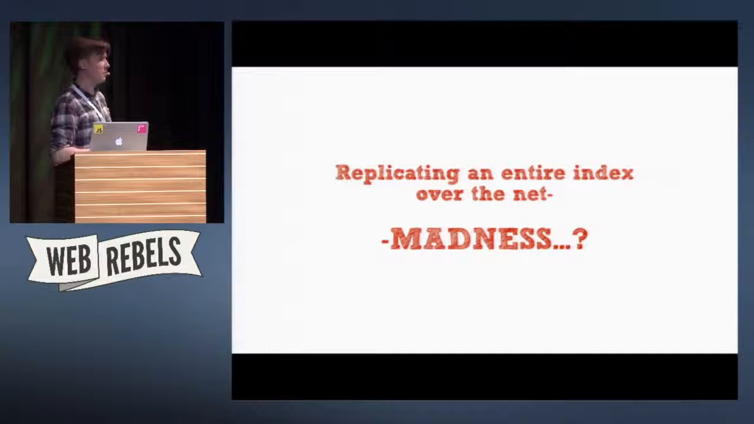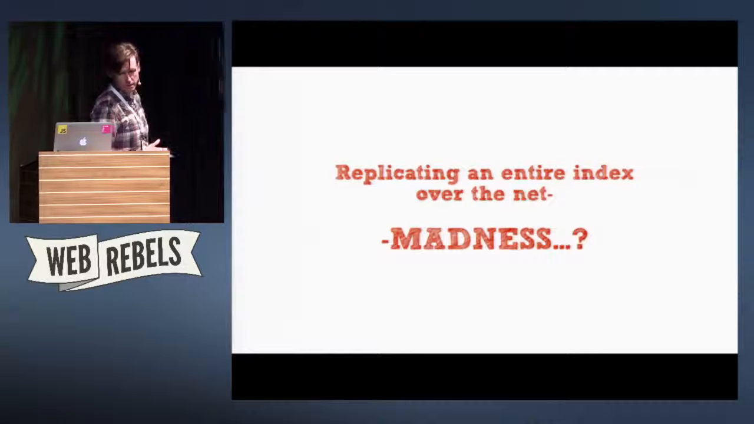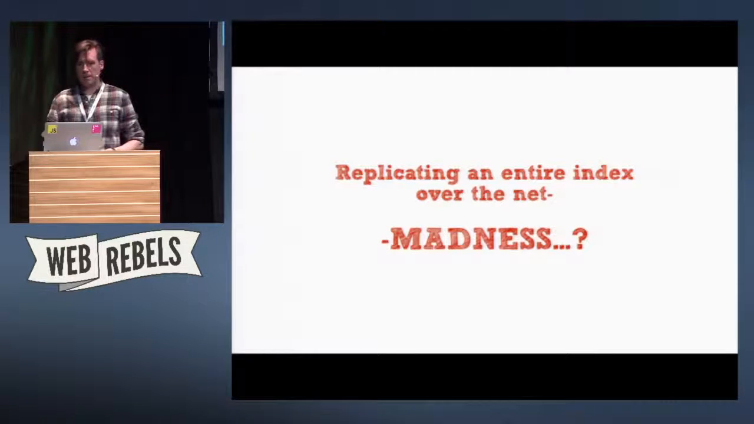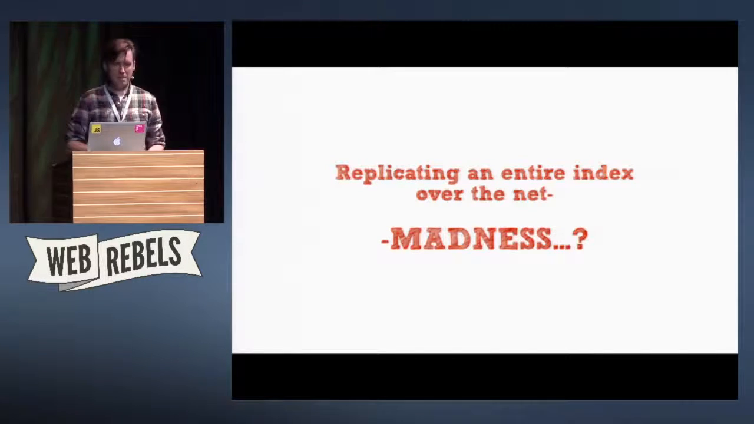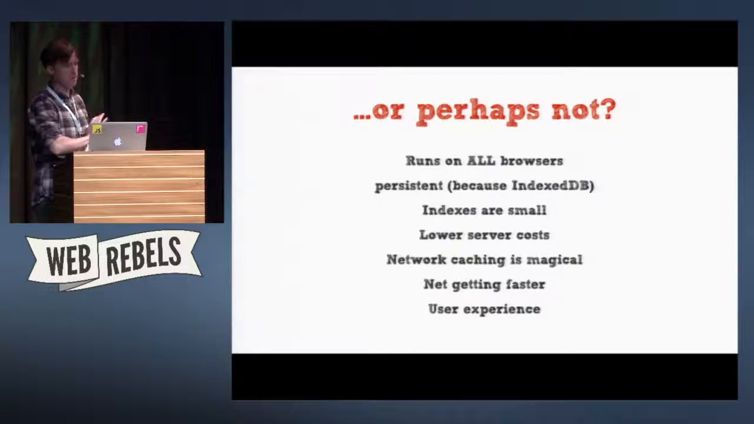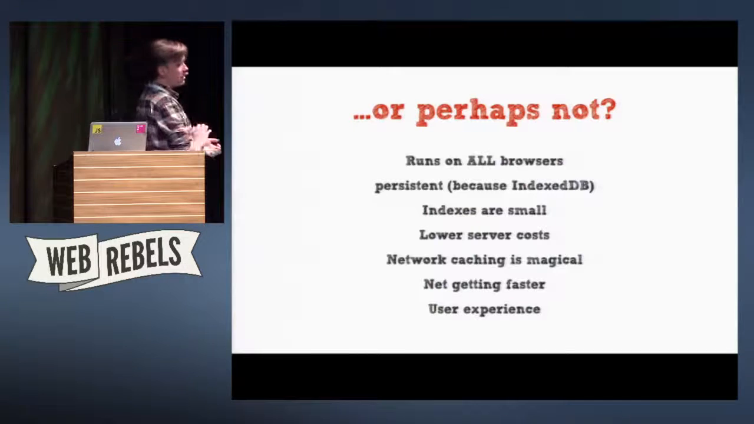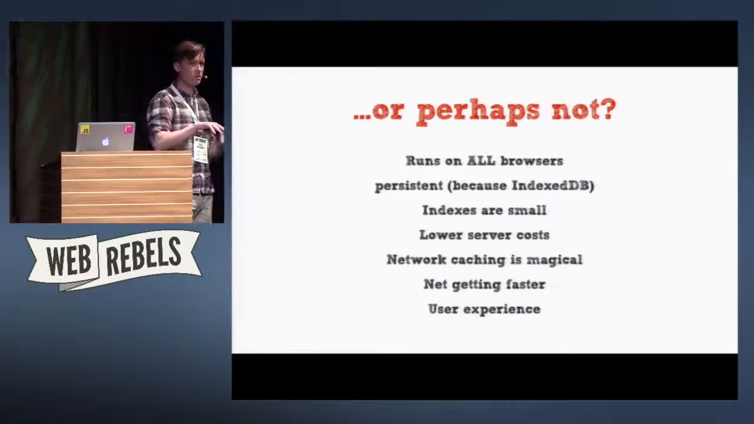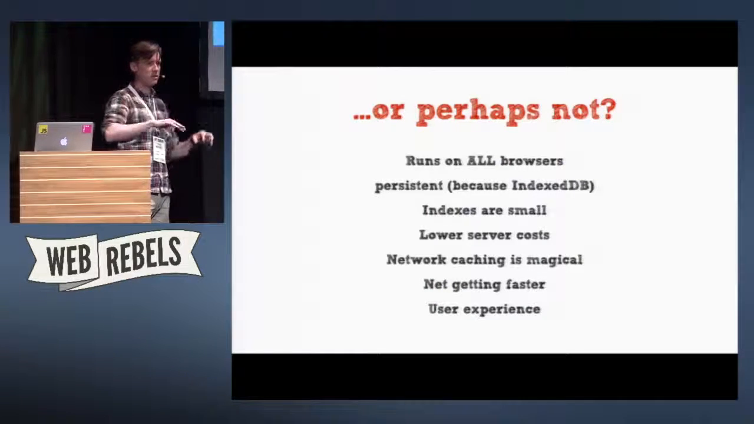There's a lot of different ways that you can look at this as well. But is this like madness? Should you actually even attempt to make an offline search index? And it turns out that actually this works quite well. It runs on all browsers, and it's noticeably smooth. So once you replicate an index into the browser and you start typing, there really is no latency at all. So it's a really nice, smooth user experience.